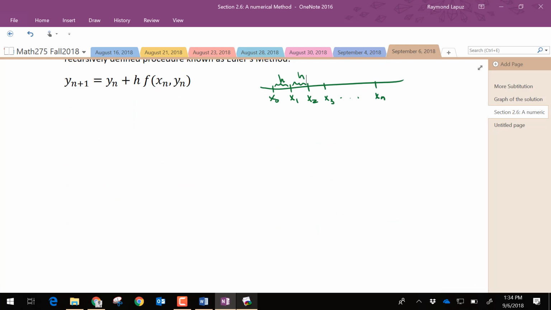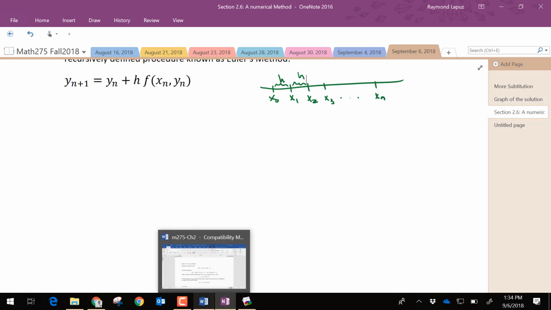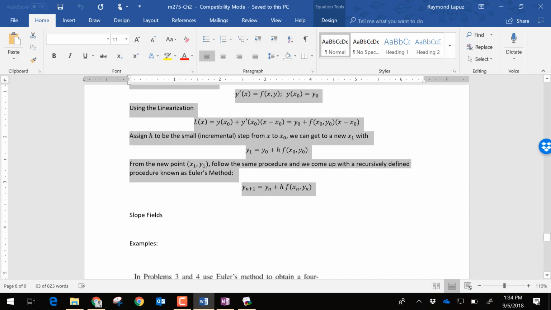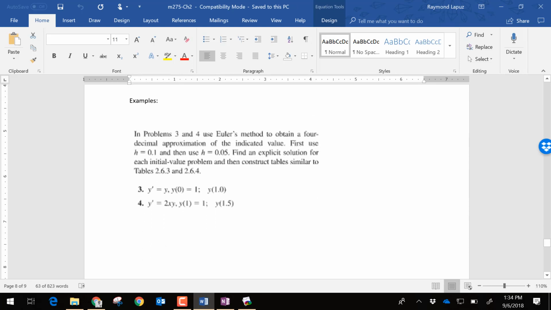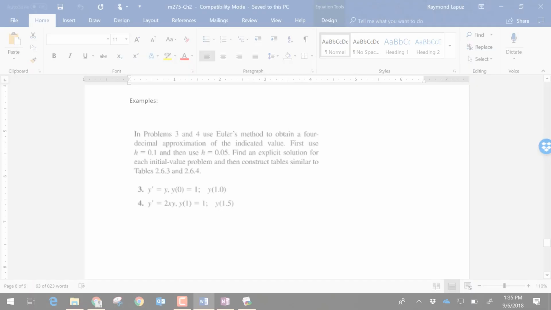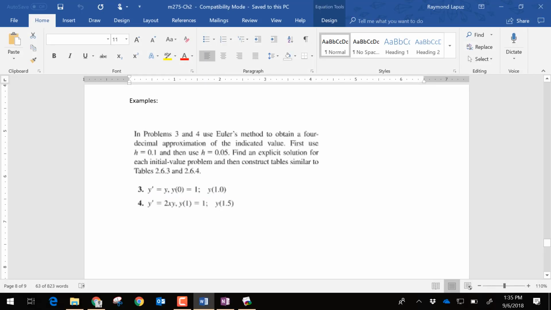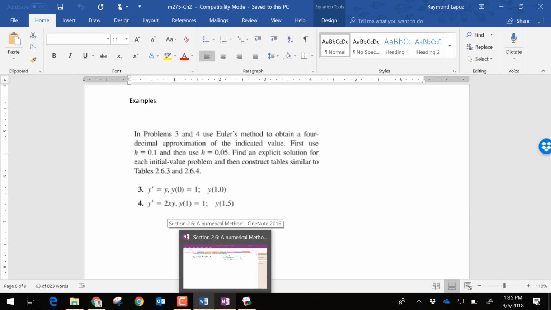So, is there an example? So let's take a look at a simple example. I don't know, we want to do 3 or 4. Let's do number 3. So they want the steps to be h equal to 0.01 and 0.005. So let's do a couple of examples here, or a couple of ways.